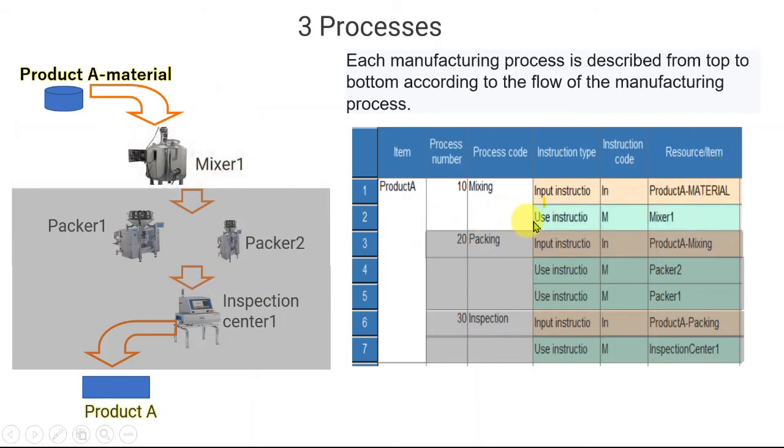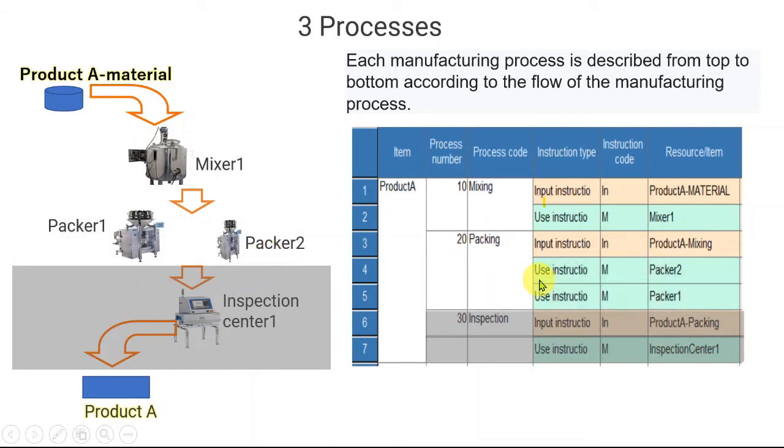And they use instruction, mixer 1, resource name. And the output is named product A mixing. Input packer 1 or packer 2, input instruction. And they use packer 2 or packer 1, use instruction, resource name.